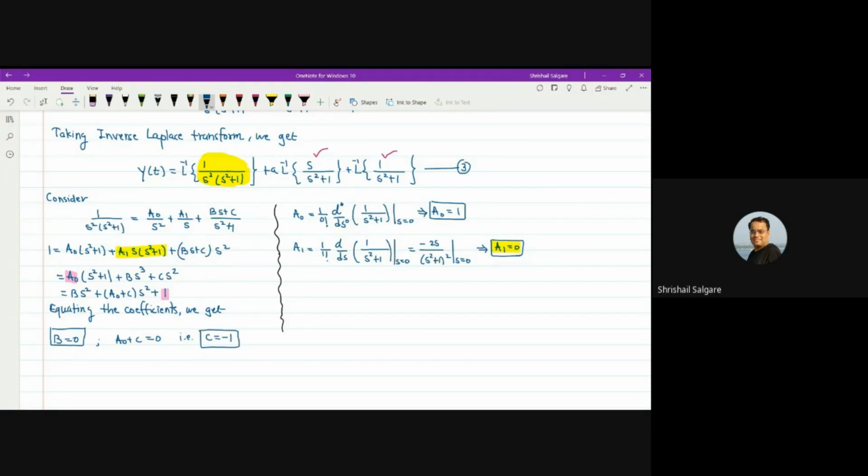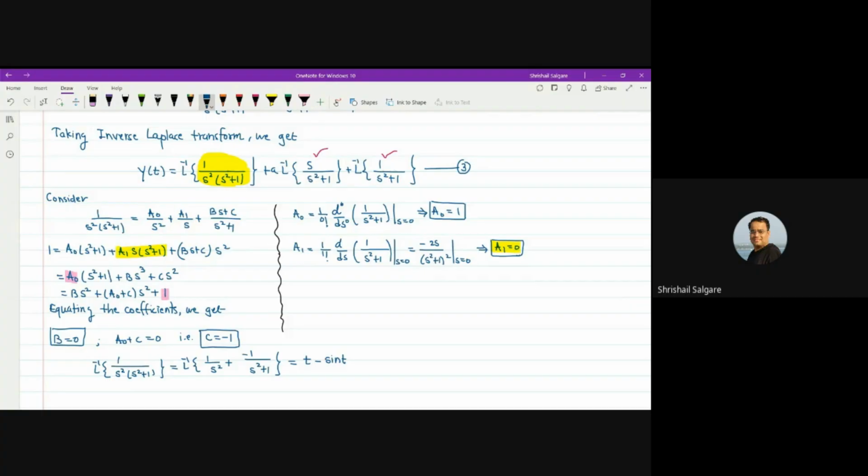Therefore, L inverse of 1 upon s square into s square plus 1, its inverse Laplace transform is given by a naught is 1, L inverse of 1 upon s square minus 1 upon s square plus 1. Is it right? So L inverse of 1 upon s square is t, minus, the second term is sin t.